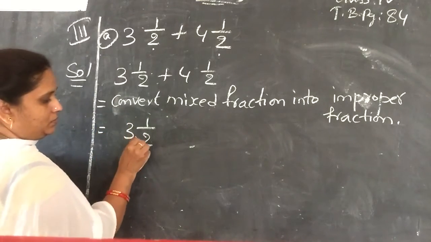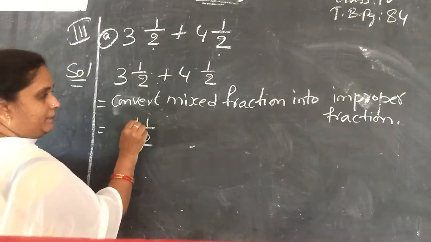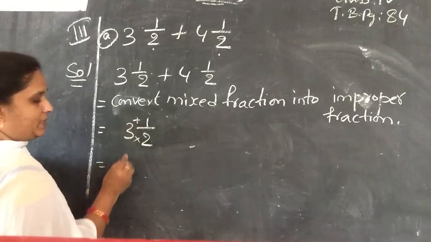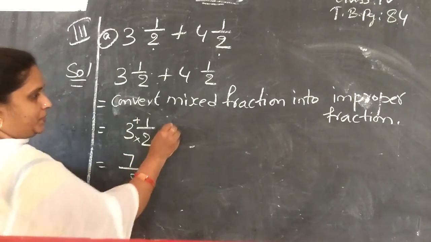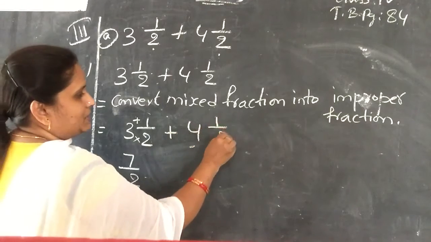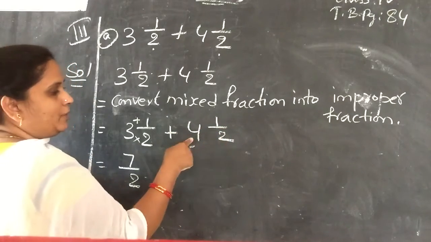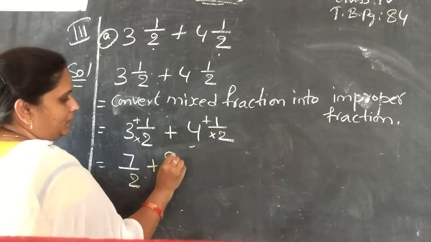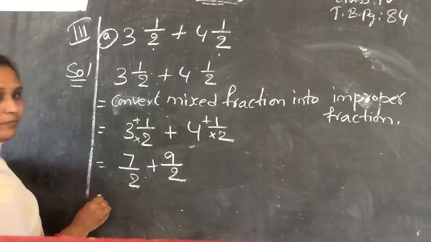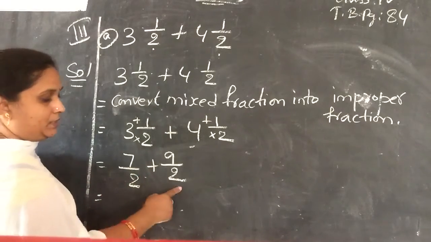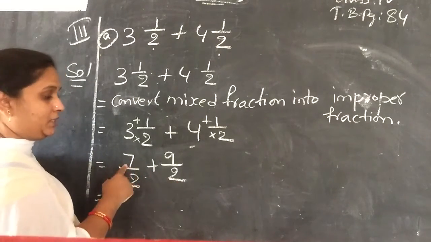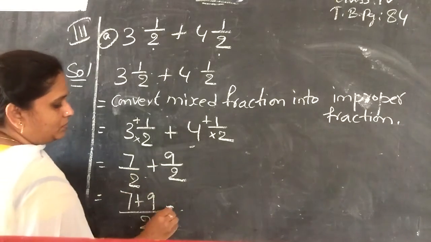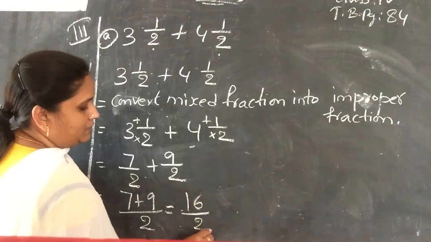So 3 into 2, into 3 plus 1. What answer will we be getting? 2 3s are 6, 6 plus 1 is equal to 7 by 2. Plus 4 1 by 2: denominator and whole number multiplication, 2 4s are 8 plus 1, 9 by 2. 7 by 2 plus 9 by 2. The denominators are same, so directly you can add numerators. 7 plus 9 by 2. Answer is 16 by 2.